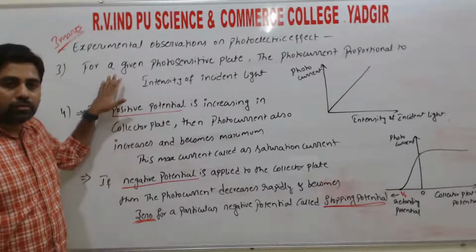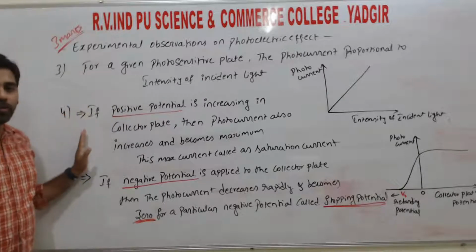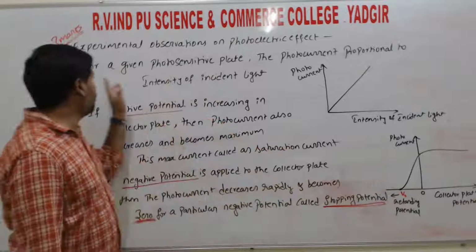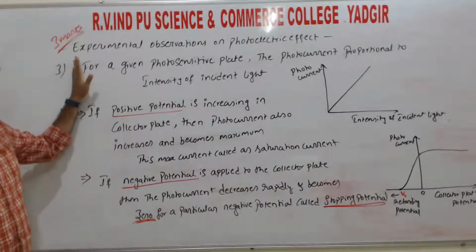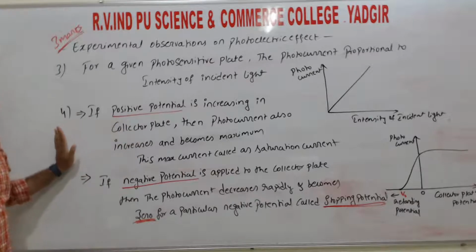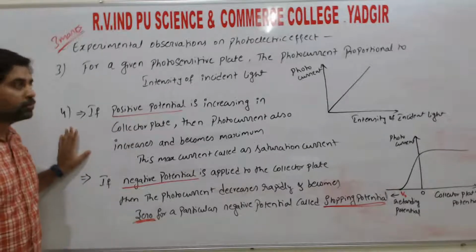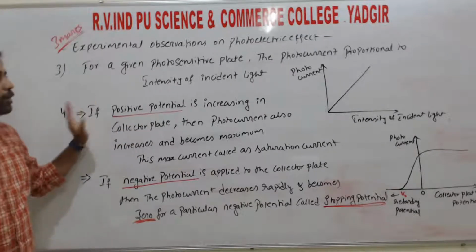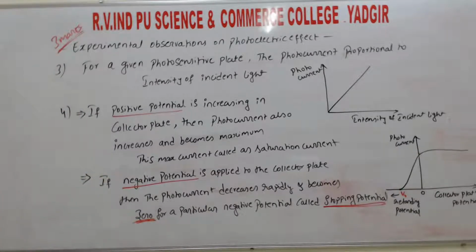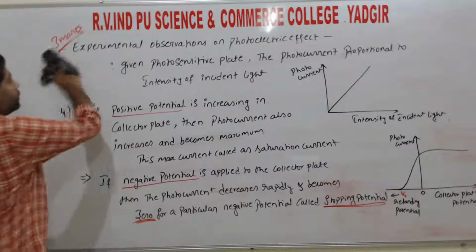We have to practice these 4 points along with the graphs, right? This is very important for 3 marks. If they ask for 3 marks, you have to mention any 3 points out of these 4 points, right? So this is clear. These are the experimental observations of the photoelectric effect. So, next topic.